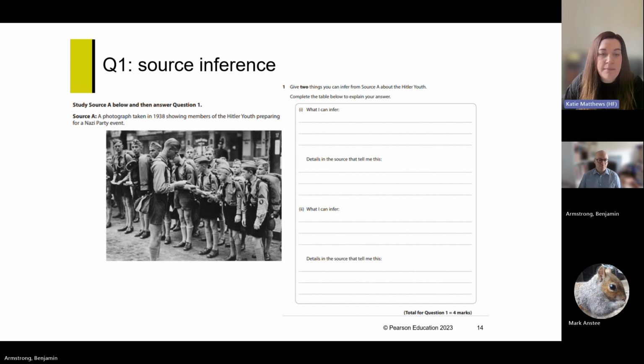As I said, the source can be a photograph or it can be a written source as well. So make sure that you practice with both. Let's now have a look at what a good answer would look like.